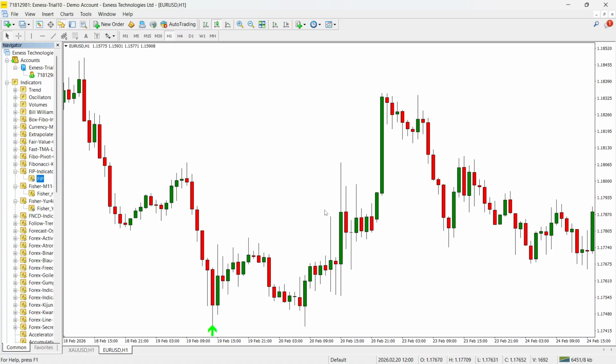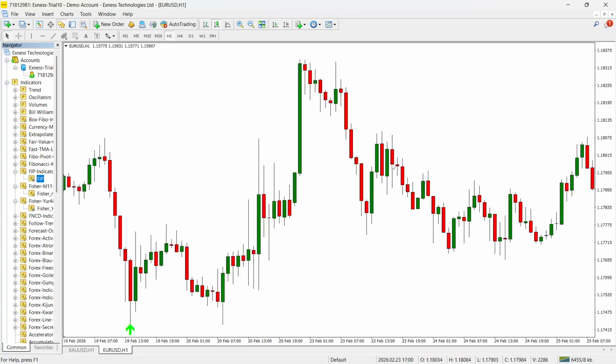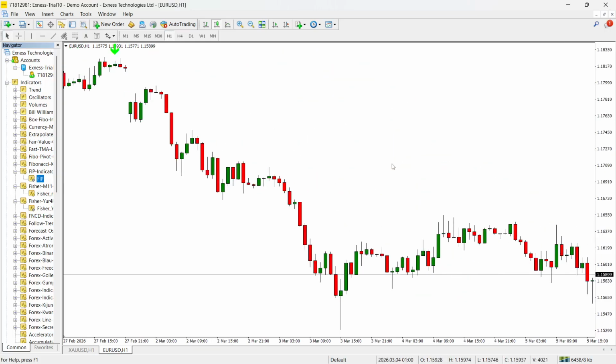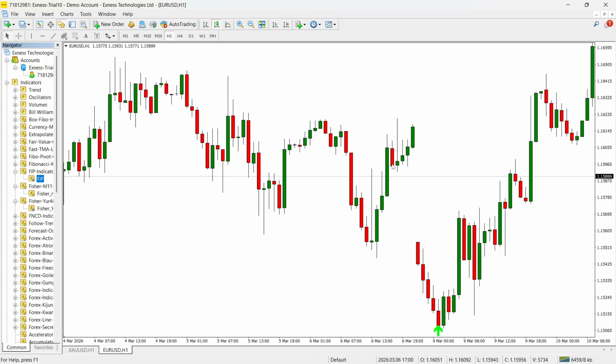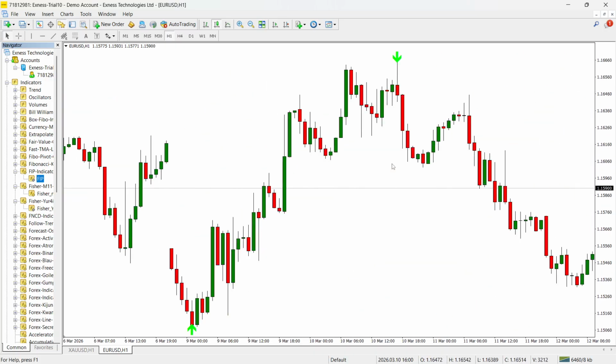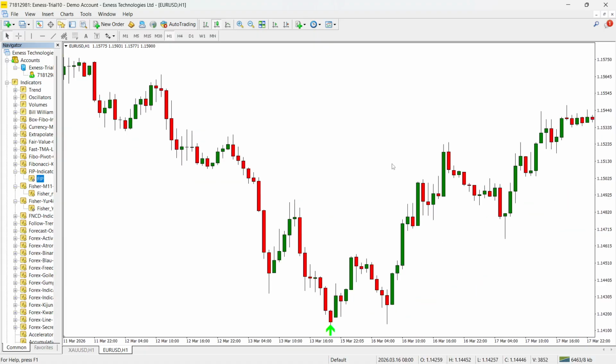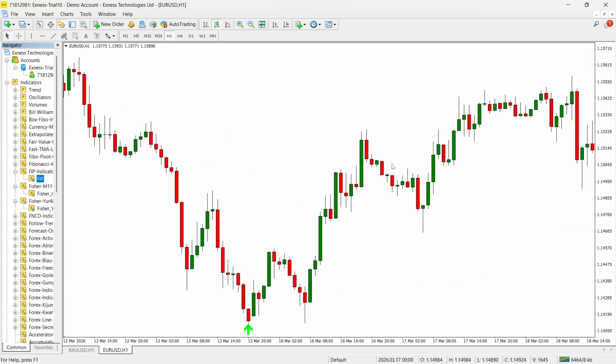So as you can see, the FIP indicator plots colored arrows directly on the main price chart as part of a complete buy and sell system template. Upward arrows appear below price when the system detects conditions it interprets as potential market bottoms, while downward arrows appear above price when it detects potential tops.